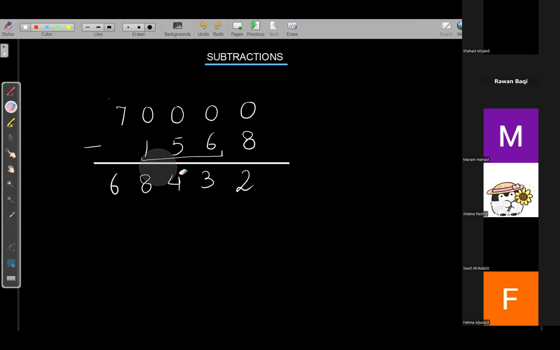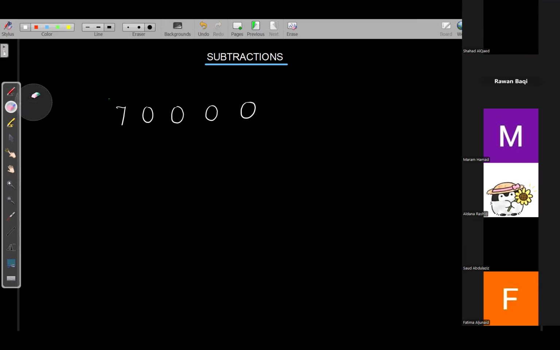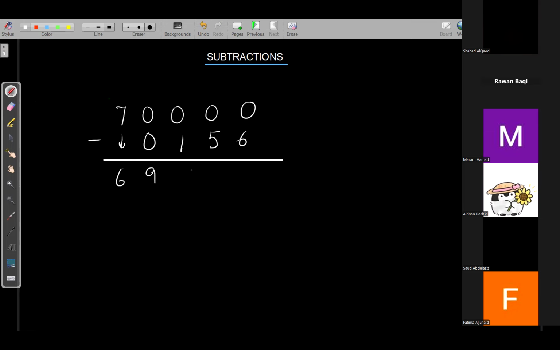156. I'll do this question. So he's saying if it's 70,000 minus 156. Okay, so you know what we are going to do? We're going to put a 0 here. Simple. Then that is equal to 69,844. Did you get it? Also it will be 9, because it is 0 plus 9 is 9.